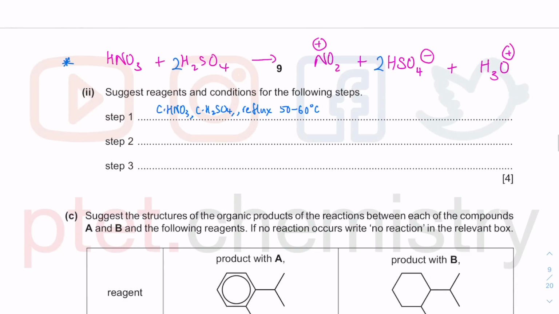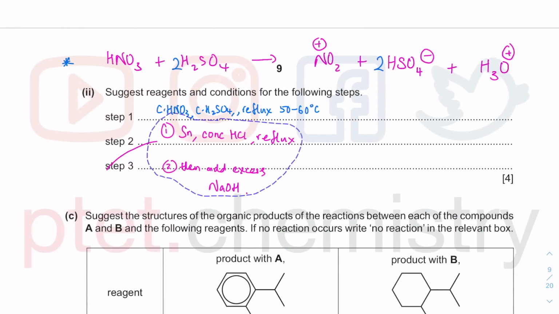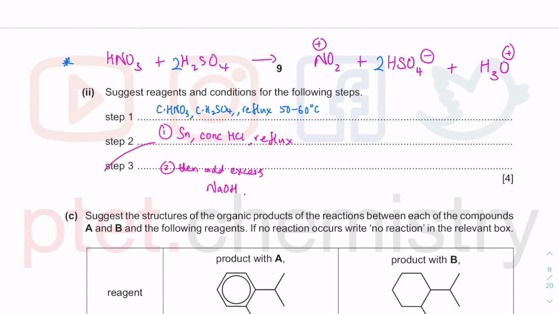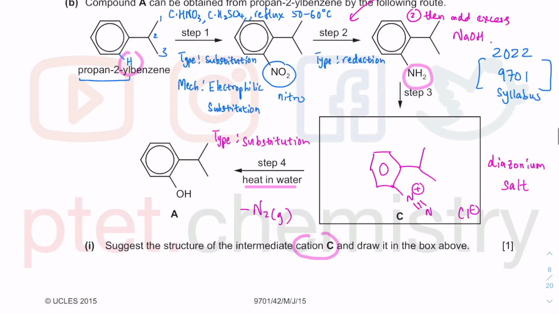So you've got to have the 2 steps now. I'm not sure what the marking scheme for this 2015 paper actually says, but in the new syllabus, you definitely need to have the excess NaOH to neutralize the conc. sulfuric acid in order to go back to the free amine, basically the free phenylamine form there. Step 4, you need to just heat it in water.